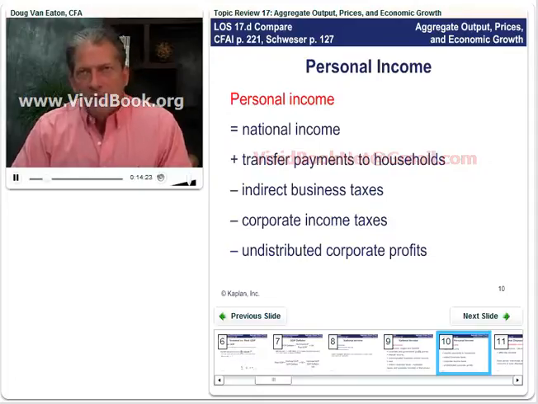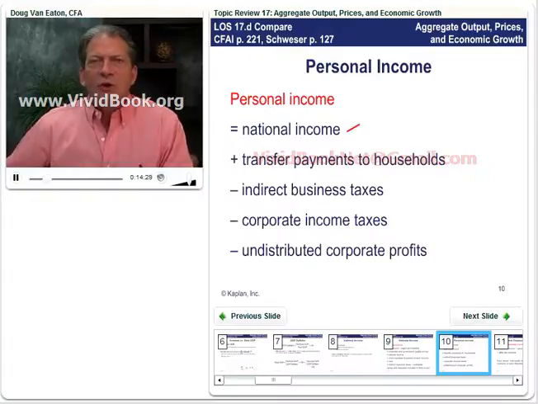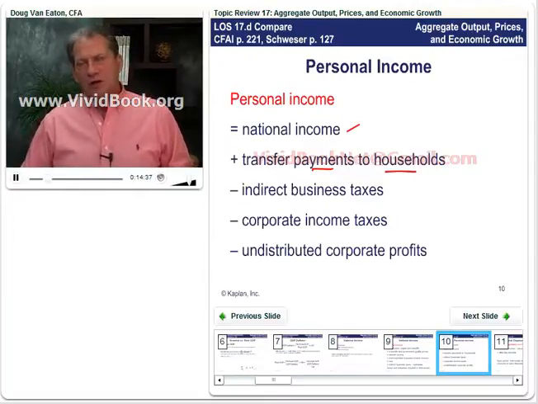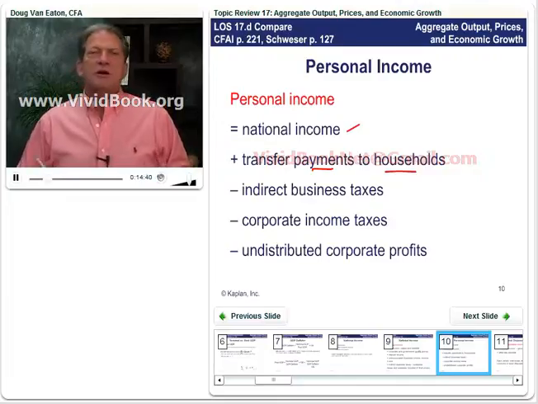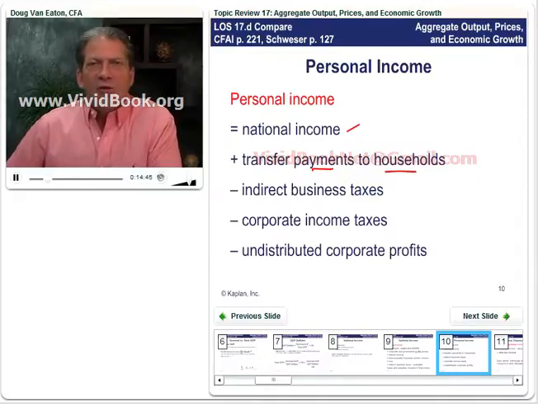Okay, personal income is national income, that whole list we had, plus transfer payments. So transfer payments to households end up as personal income. So if you're getting a Social Security benefit from the government, an unemployment benefit from the government, this goes into personal income. But now we're going to subtract out these indirect business taxes, because they don't go to individuals. We're going to subtract out corporate income taxes because they don't go to individuals either, and any undistributed corporate profits.